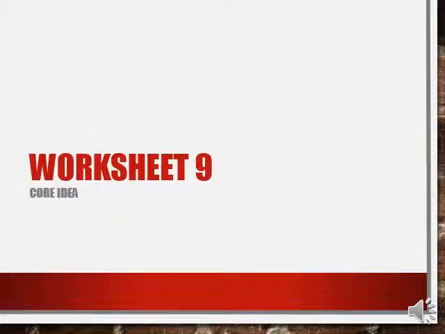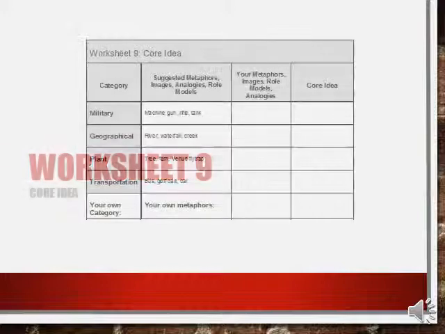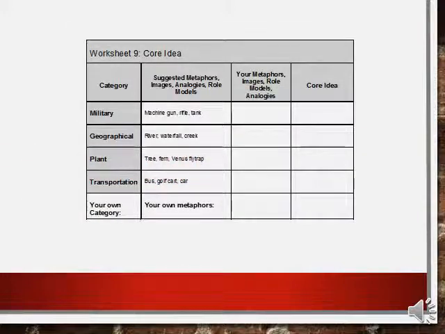This presentation is about Worksheet 9, Core Idea. This is what Worksheet 9 looks like, except for the fact that several lines have been cut to make it fit this presentation format. In column 3, right of center, you can list metaphors, images, role models, and analogies. In column 4, core idea, to the extreme right, is where you list the core ideas. The bottom line provides space to develop different categories from what are listed here.